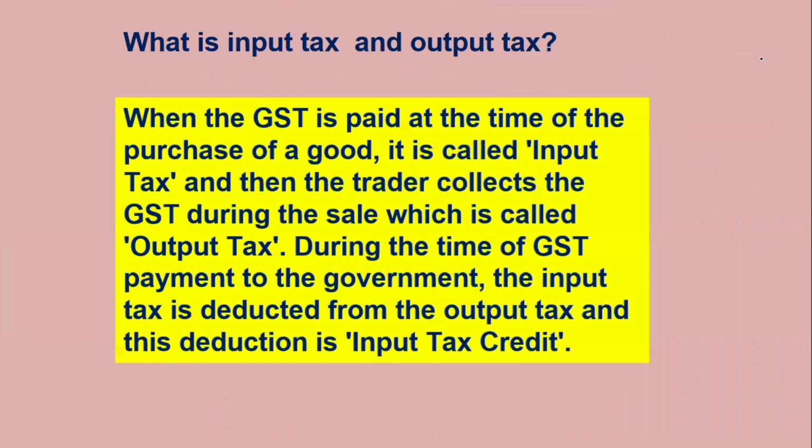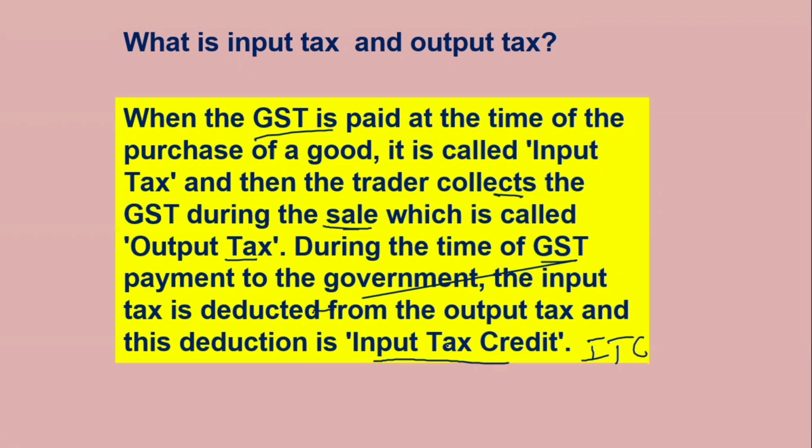So this exercise is about input and output tax. What is input and output tax? When GST is paid at the time of the purchase of the goods, the tax which is collected is called the input tax. And when the trader collects the GST at the time of a sale, it is called output tax. At the time of GST payment to the government, the input tax is deducted from the output tax, and this deduction is called input tax credit, which is ITC.